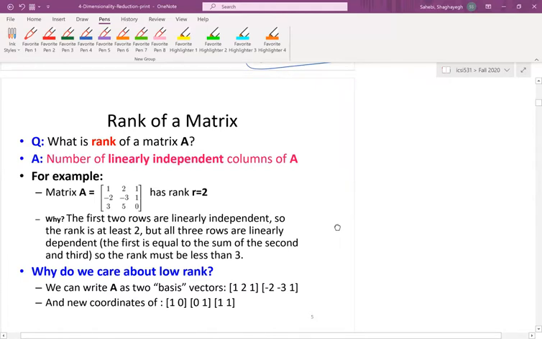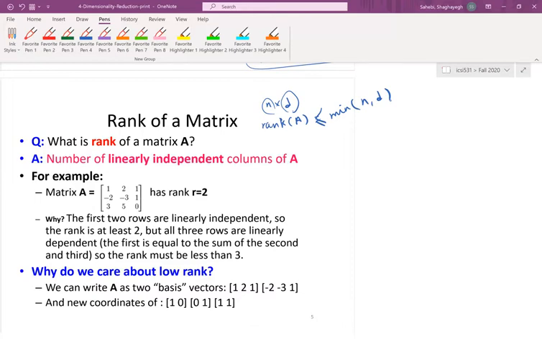So if I have an N by D matrix, the rank of A is either the number of columns that are linearly independent, or the number of rows that are linearly independent. So the rank of A is going to be less than or equal to the minimum of the number of rows and columns, right?